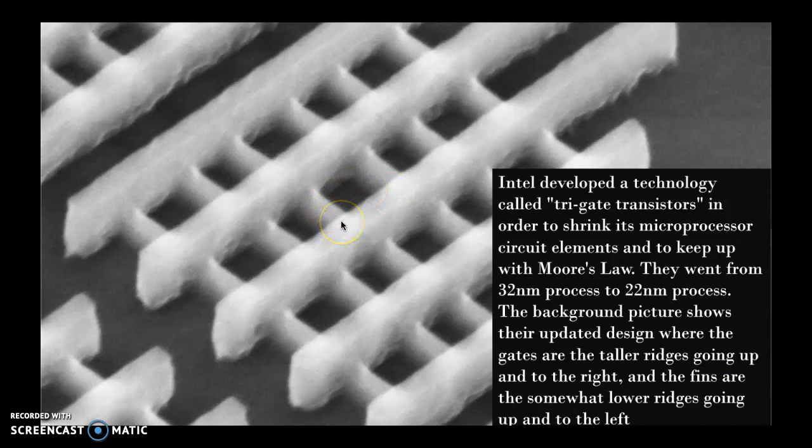So this background picture is of the transistors that they have developed, and Intel developed a technology called Tri-Gate transistors in order to shrink its microprocessor circuit elements and to keep up with Moore's Law. So here they went from a 32 nanometer process to a 22 nanometer process.